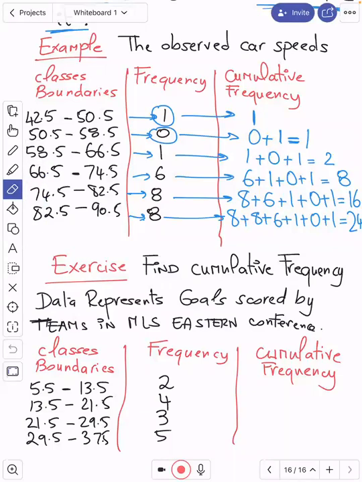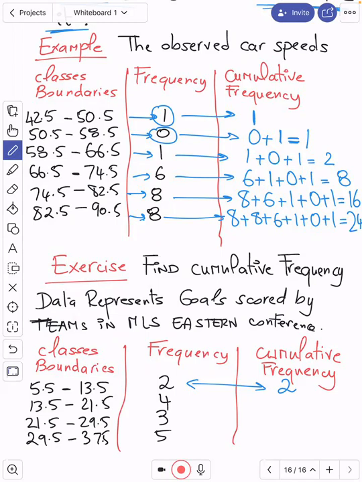All right. For the first class, the cumulative frequency is always the same as the frequency. You don't have to think about it. So if the frequency of the first class is 2, then the cumulative frequency is also 2. For the first class, cumulative frequency is just the same as the frequency.